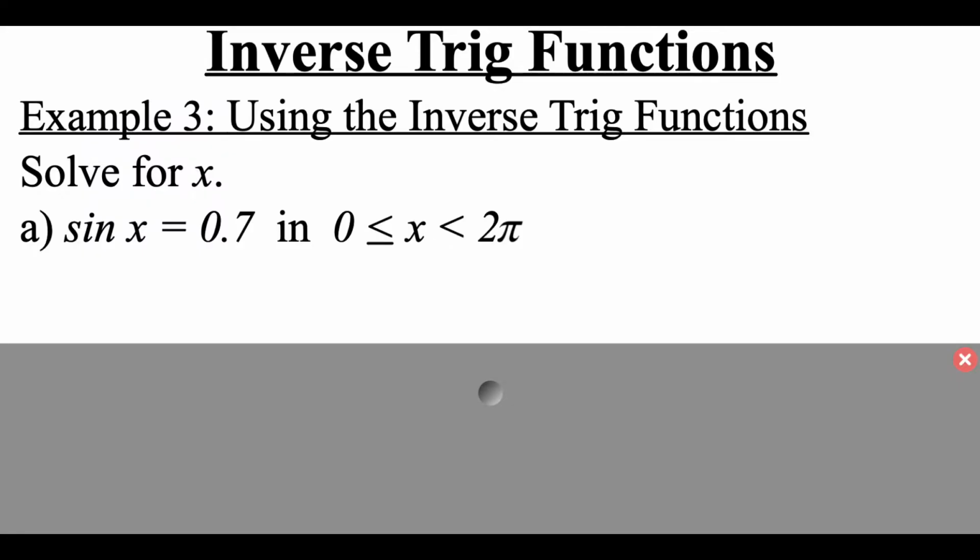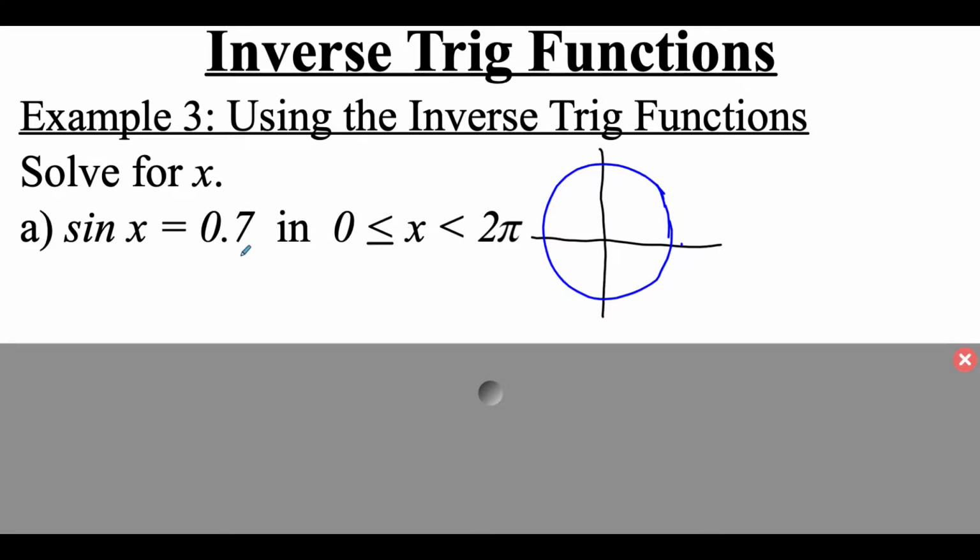Taking a look at this example, we're going to be solving some equations for x. So the first equation that we're given is the sine of x equals 0.7. And we're looking for x values that are between 0 and 2 pi. Before I get too far into this, I'm going to draw a picture to help me understand what's happening in here. As far as the unit circle goes, when we're evaluating a sine, we're looking for a y value on an ordered pair. So we're looking for a y value of 0.7.